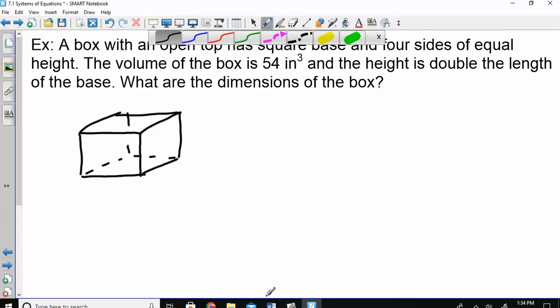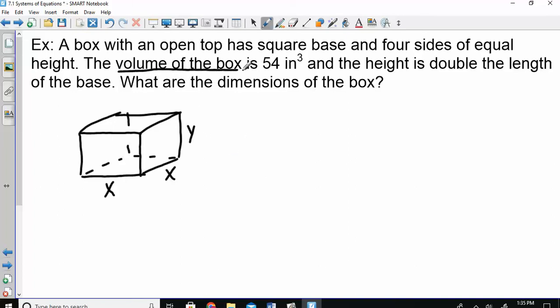So it has a square base. So the base is the bottom. If it's a square, we know that in a square, the sides are the same. So we can pick a variable and call both of those the same. If you label it in a picture, you don't have to write in words what x is. And then the height, I don't know what that is, so I'm going to make that my y. So that's defining my variables.